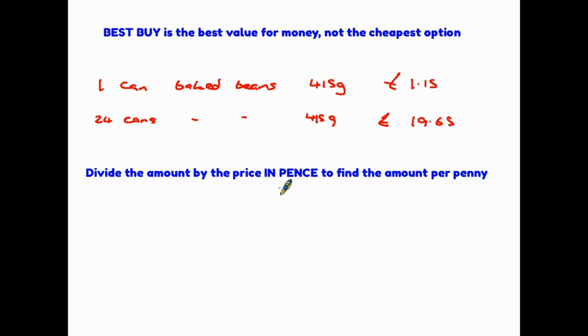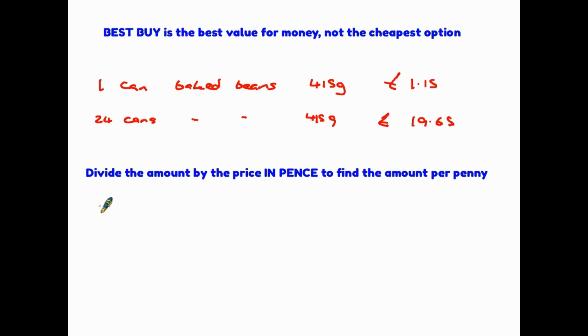We divide the amount by the price, and we've put in pence. The reason for that is you may find some items are in pence, some are in pounds. You need to get them the same. Pence is the easiest because it breaks it down. It tells you literally what weight of baked beans you will get for every penny that you spend. And that's what you're looking for. The best deal. So let's work this out.